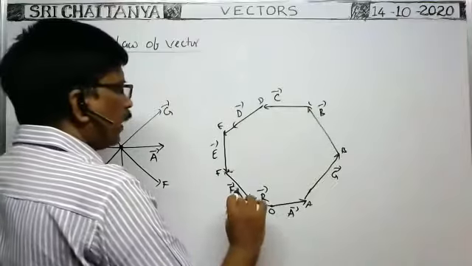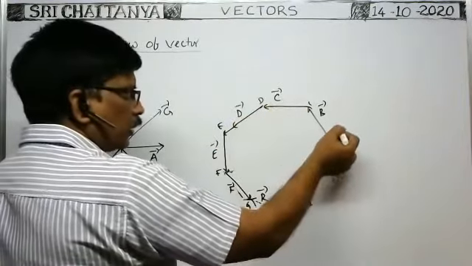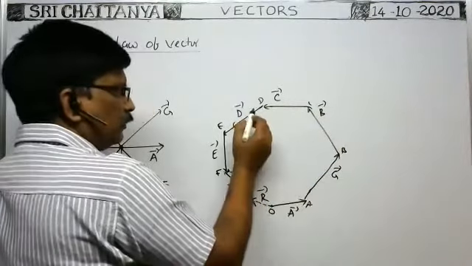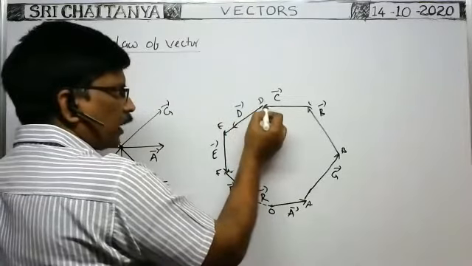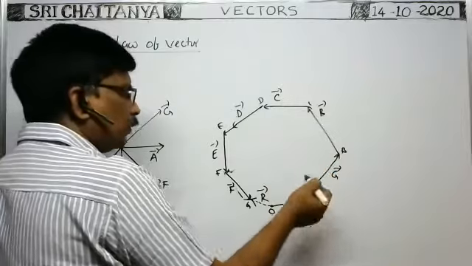So here F bar can be added to E bar, to D bar, to C bar, to B bar, to G bar, to A bar, because the initial point of D bar coincides with the final point of C bar. So we can add D to C. Similarly, C to B, B to G, B to A, like that.